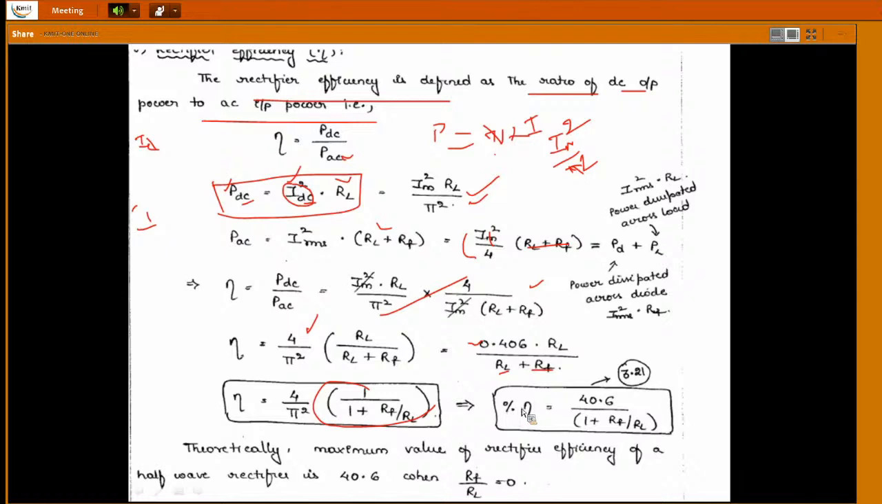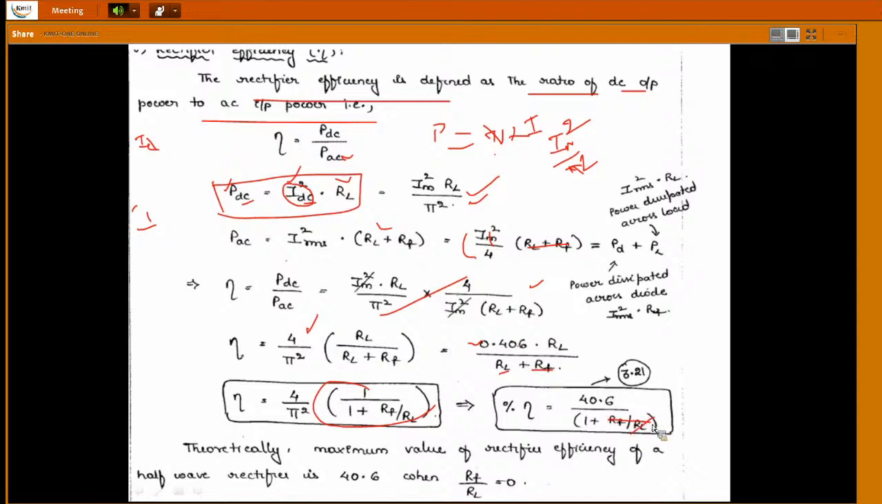From this you can define the efficiency as 40.6 in terms of percentage. If you multiply by 100, you get 40.6 by 1 plus RF by RL. Now generally RL is very large compared to RF.